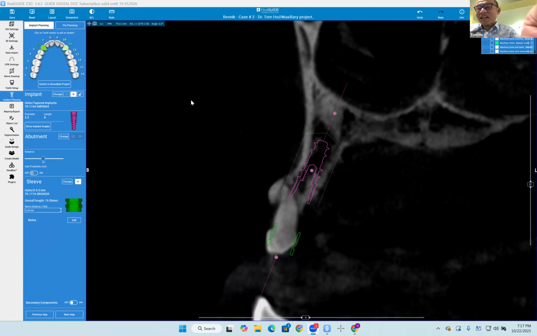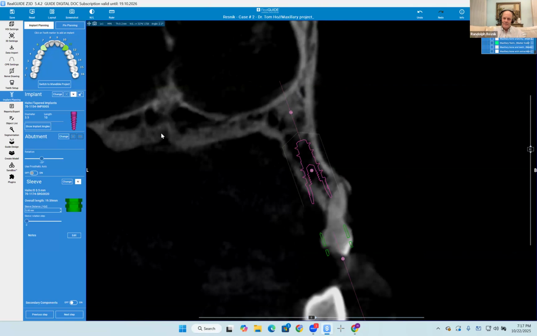Great. So let's go ahead and look at number 11. Number 11, sir, is a 3.5 by 10 millimeter long implant. And Dr. Resnick, apologies, but there's a glitch with the software. In fact, number 6 is a 3.5 by 10 as well. It's not an 8 millimeter long implant, sir. Okay, so they're both 10s. Yes, sir.